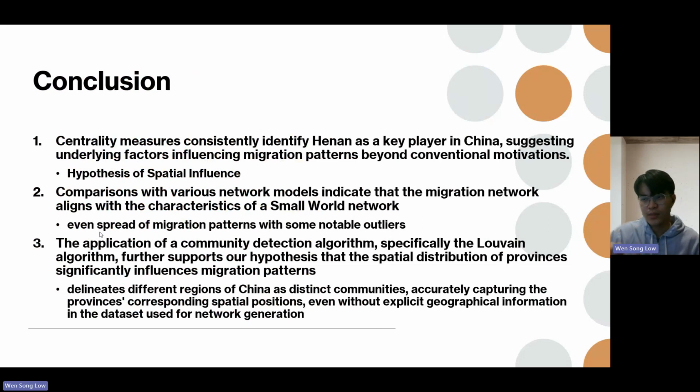This is because our community detection algorithm delineates different regions of China as distinct communities, and it accurately captures the provinces' corresponding spatial positions, even without explicit geographical information embedded into the dataset that we used to generate our data.